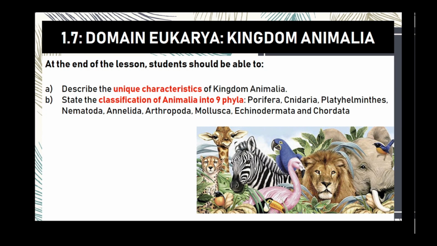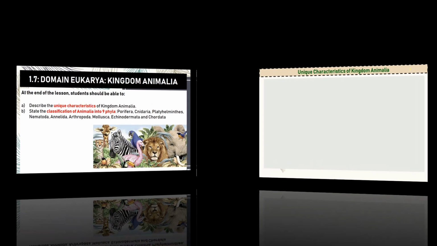For subtopic 1.7, that is Domain Eukarya, Kingdom Animalia. For the learning outcome, at the end of the lesson, students should be able to: A. Describe the unique characteristics of Kingdom Animalia, and B. State the classification of Animalia into 9 phyla.